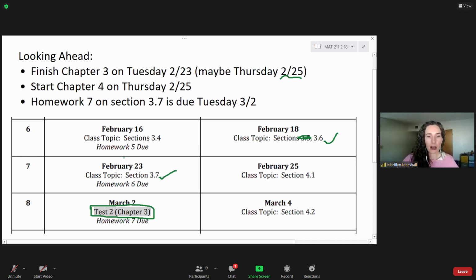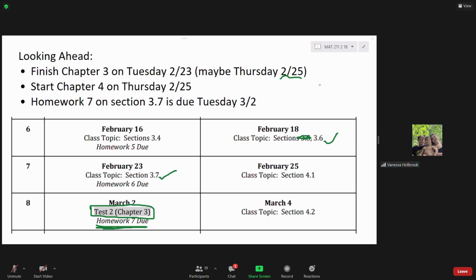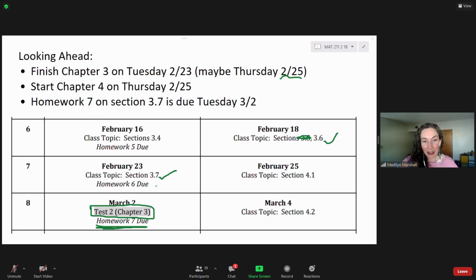And so homework 7 will be about section 3.7, and it'll be due on the 2nd. So I thought maybe this would be undesirable, to have the homework due the same day as the test, since maybe you wouldn't have finished it or gotten feedback. Okay, so the other option would be to move the test to March 4th.